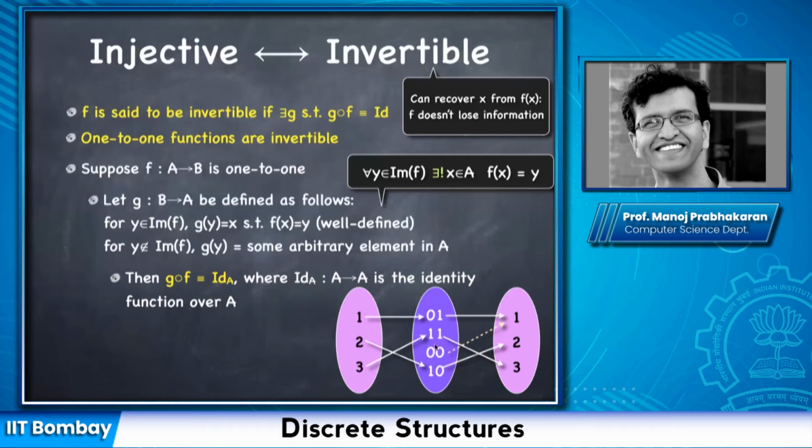The element that is not part of the image of f doesn't even come into the picture when I'm computing g of f of x, because I'm computing g of f of x for some x in the domain A, and it will never try to access this mapping.